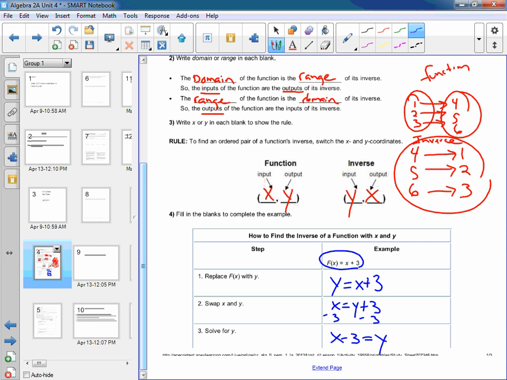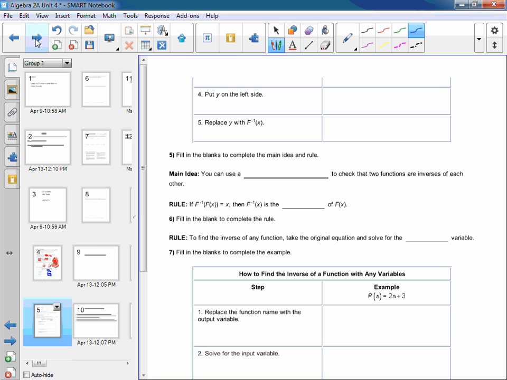All right, so unfortunately the page has ended here, so I've got to go to the next. So we had here x minus 3 equals y was our last step. So it says put y on the left side. So the inverse is y equals x minus 3.